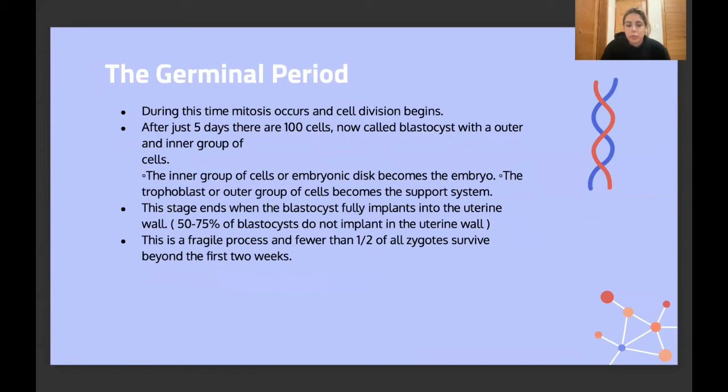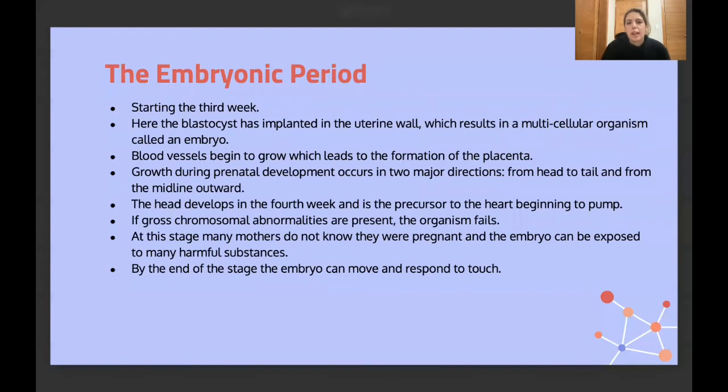This is a fragile process because fewer than half of all zygotes survive beyond the first 2 weeks. Then we have the embryonic period. This starts in the 3rd week. Here, the blastocyst has implanted the uterine wall, which results in a multicellular organism called the embryo. Blood vessels begin to grow, which leads to formation of the placenta.